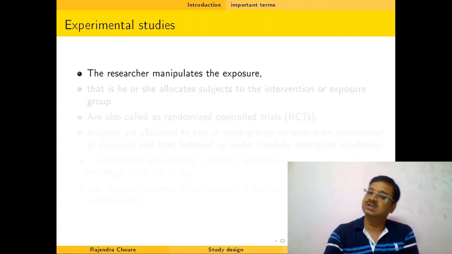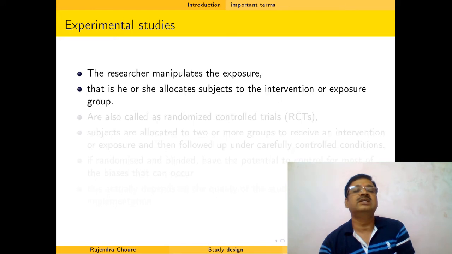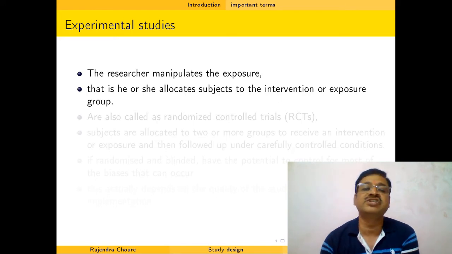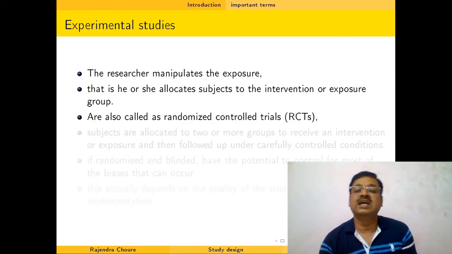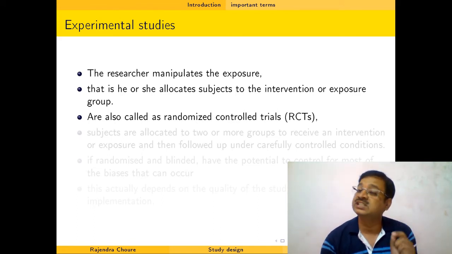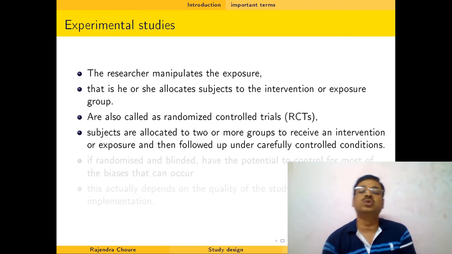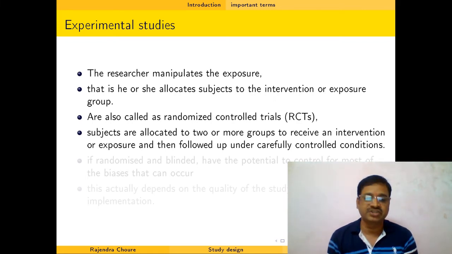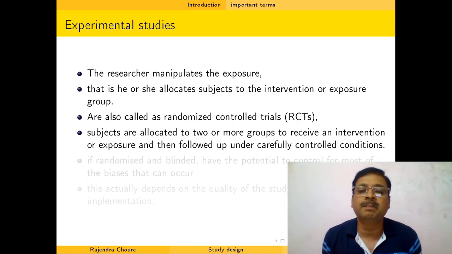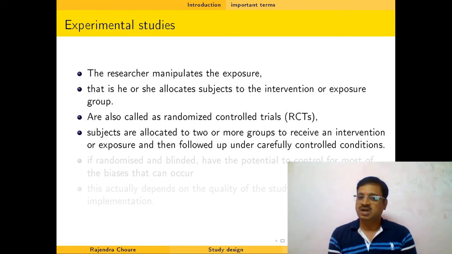Then the researcher manipulates the exposure. He or she allocates subjects to the intervention or exposure group, and these are also called randomized control trials. Randomization is necessary to improve quality. We discussed that it improves the reliability of your results. Subjects are allocated to two or more groups to receive an intervention or exposure, and then followed up under carefully controlled conditions.